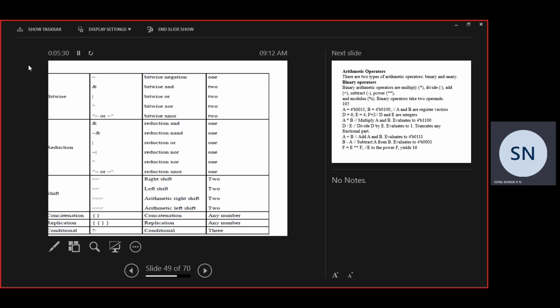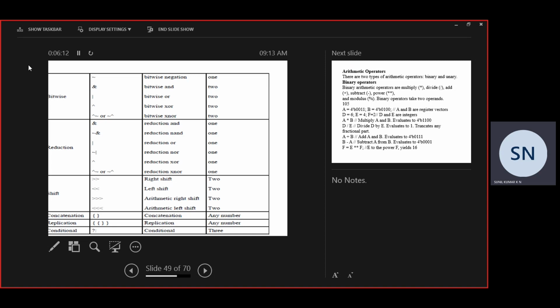Next one is reduction. The same operator symbol is there, but the operand which you are going to operate on is only one. Whenever you have only one operand, the same operators work as reduction operators. Reduction means that if n number of bits are there, it is going to reduce them to only one single bit. Reduction AND performs AND with all the bits and reduces it to one bit. The output of the result will be logic high or logic low. So that is what the operation is going to perform for reduction.